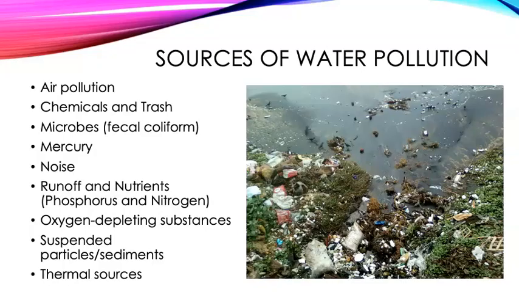So let's make a list of different types of water pollution. We've mentioned a few already. Air pollution can actually contribute to water pollution. We did talk previously in Unit 7 about mercury being released from the burning of fossil fuels and that making it into waterways. Chemicals and trash, microbes. I mentioned fecal coliform bacteria from dogs on the last slide, that can easily, from any animal, make it into waterways. Mercury, as we mentioned, related to air pollution, can be a bioaccumulation issue.